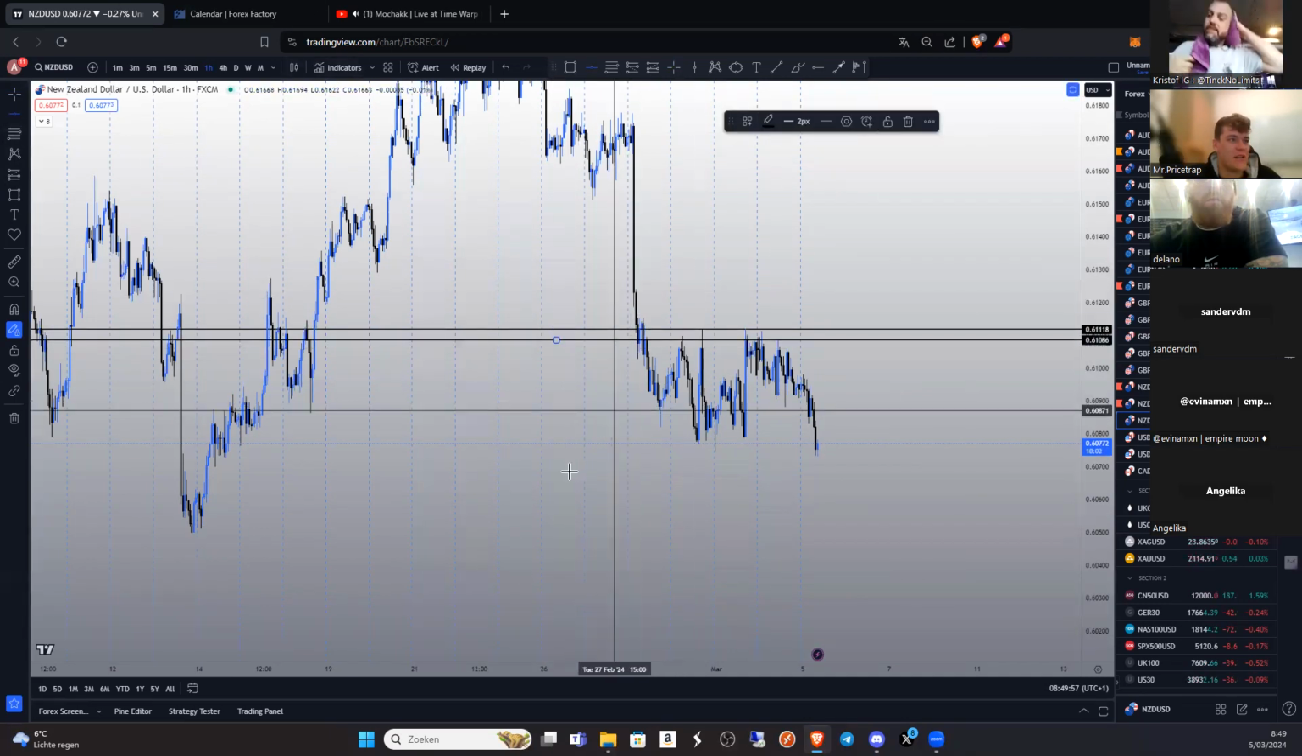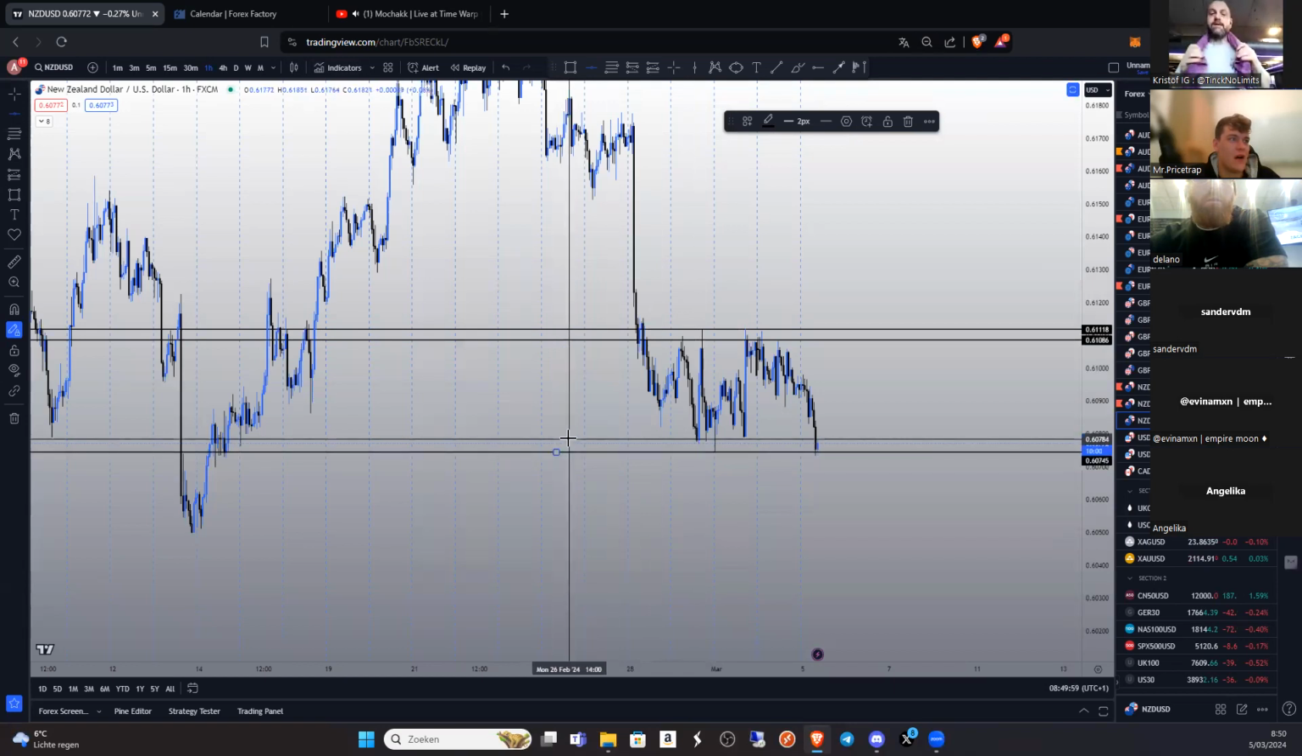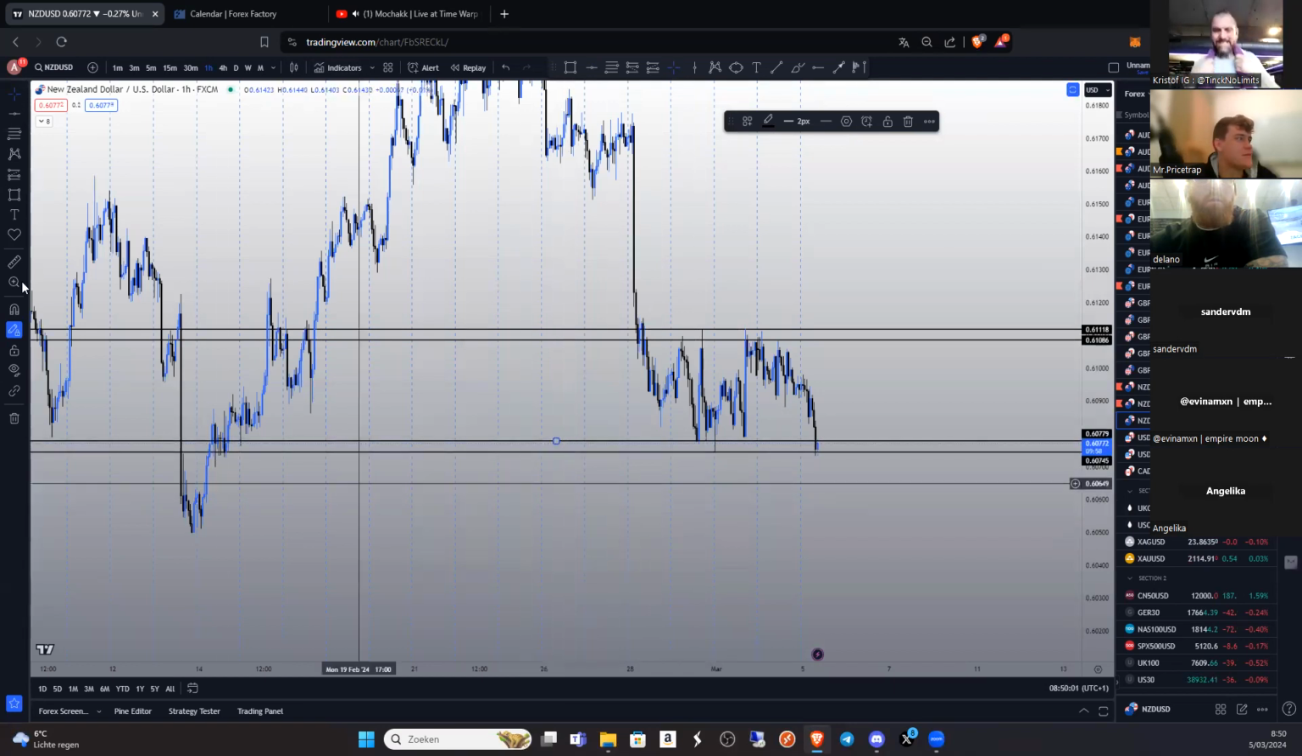And the USD, pretty simple and easy price trap, pretty obvious market structure.